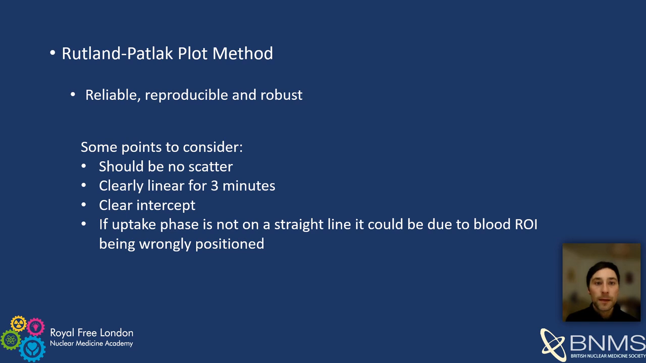When reviewing the Patlak plot for quality control purposes, some points need to be considered. There should be no scatter, and the lines should be clearly linear for 3 minutes with clear intercepts. If the uptake phase isn't on a straight line, it could be related to the position of the blood ROI.